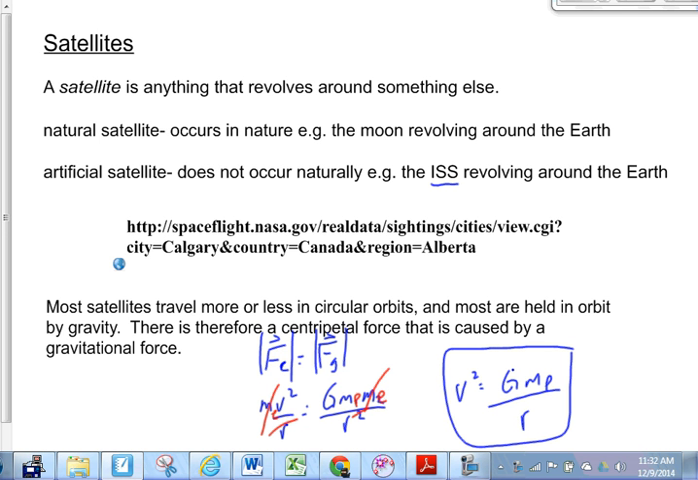Now, this is the equation that you're going to end up using quite a bit to solve satellite problems. It does not appear on your data sheet. FC is equal to mv squared over r does. FG is equal to G M1 M2 over r squared does. You have to put them together and then derive this one, and then rearrange it to solve for whatever you're looking for, v or r or whatever the case may be. Tomorrow we'll do a couple problems with this, and then we'll basically be done our unit.